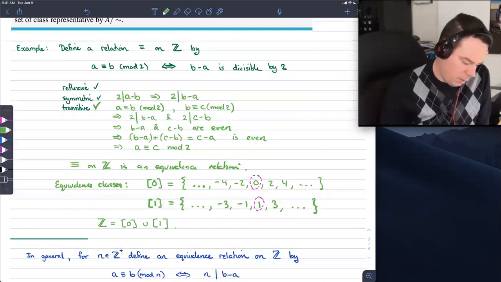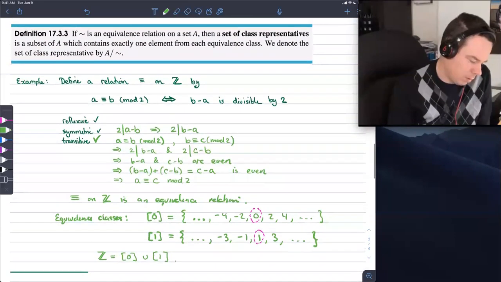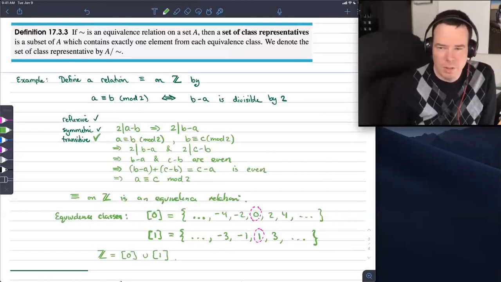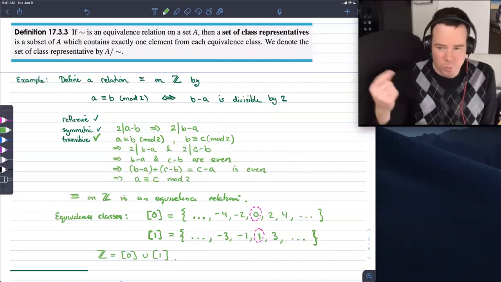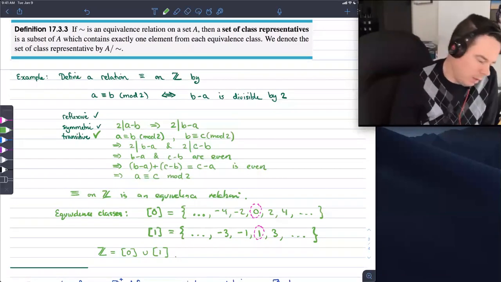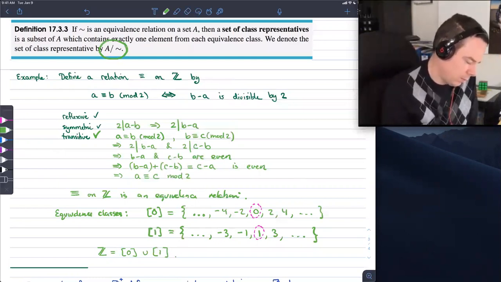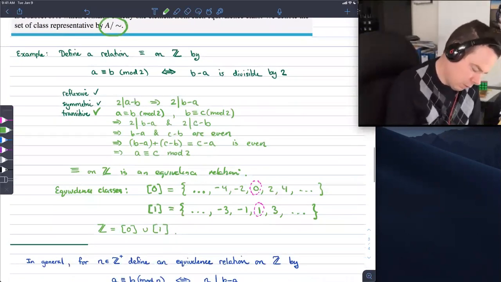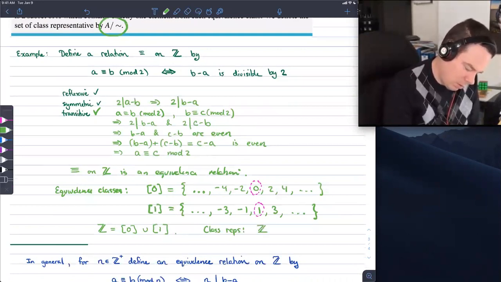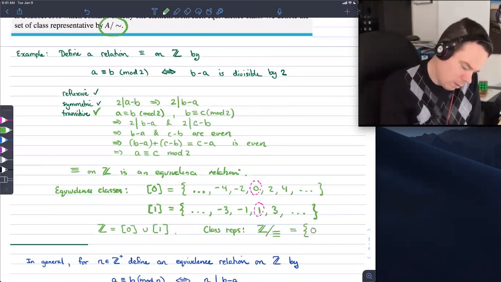Now, 0 and 1 in this case are what we call the equivalence class representatives. Definition 17.3.1 says that if you have an equivalence relation, then you can partition your set A into equivalence classes and pick one representative out of each class. Here I'm going to pick 0 and 1. Those are what we call the set of class representatives. We denote that set by A with a forward slash and then the equivalence relation. So the class representatives are given by this notation Z mod the triple equal sign, and this is where we list the representatives.